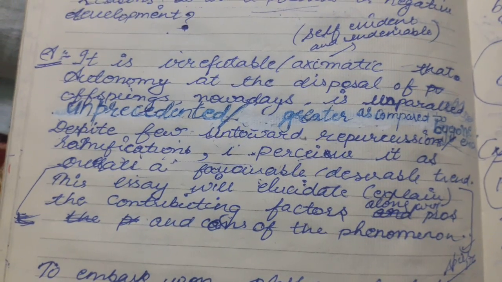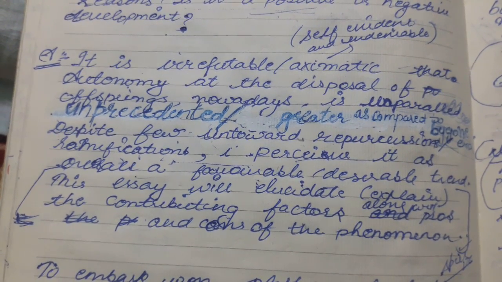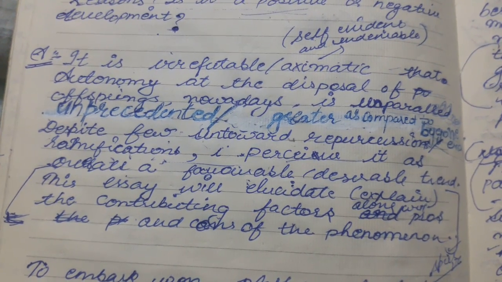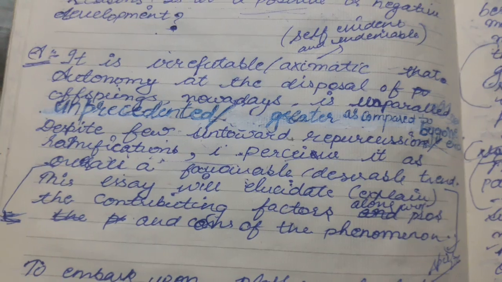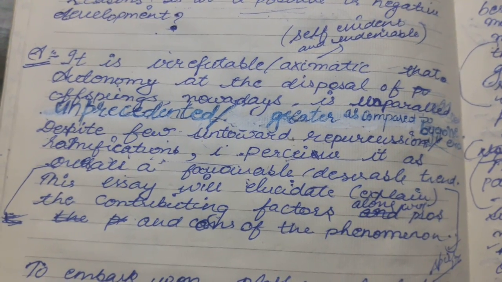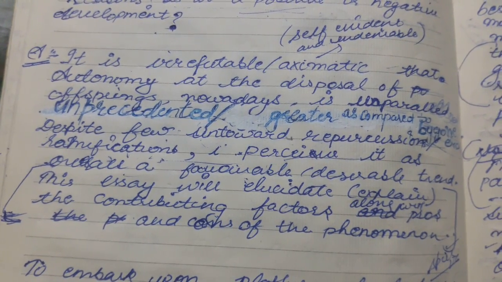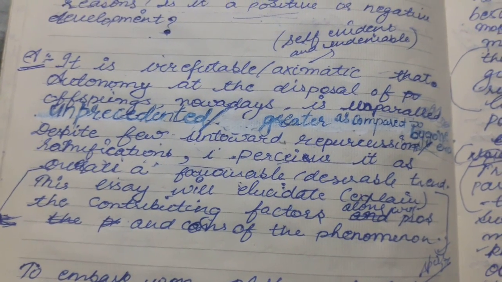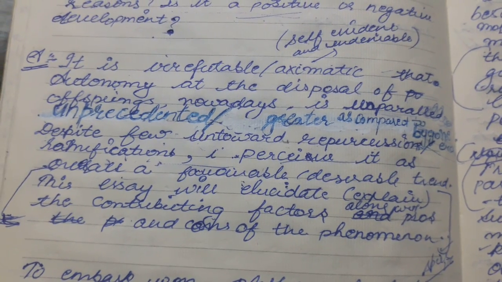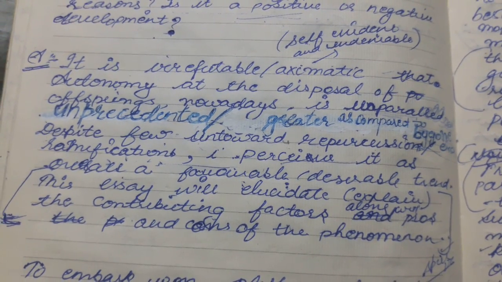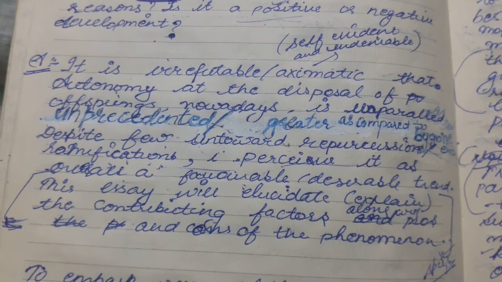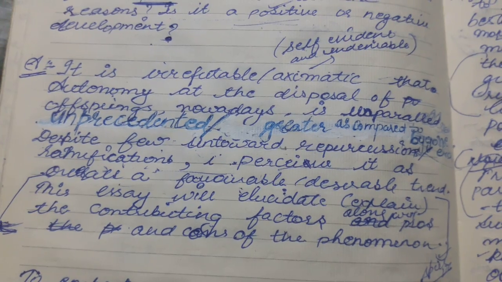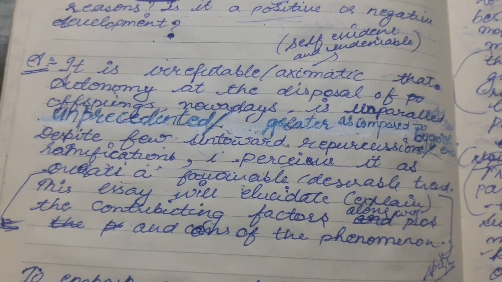So despite few untoward repercussions: despite means के बावजूद in Hindi, or you can also say in spite of few untoward repercussions or ramifications. Untoward is generally a negative word and used with some consequence. If some consequences are unwelcome, then you can say that it's an untoward consequence. Repercussion and ramification, both the words are used for negative consequences. Despite few untoward repercussions, I perceive it as overall a favorable trend.